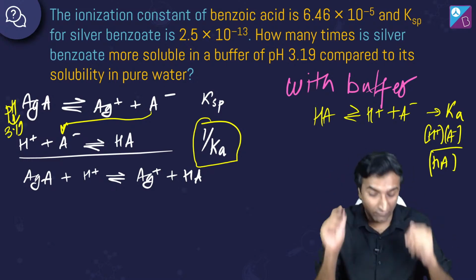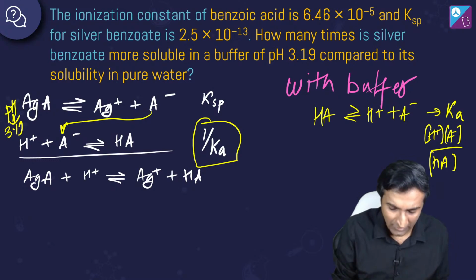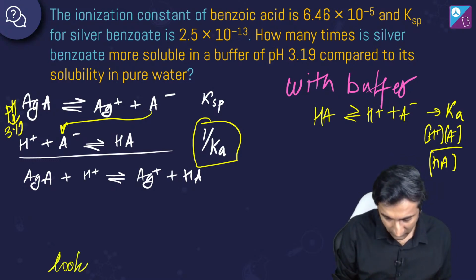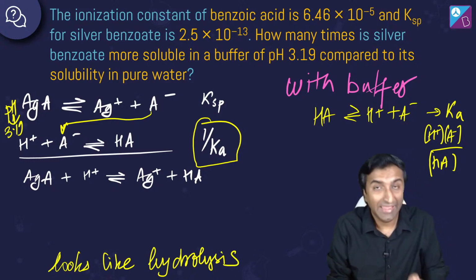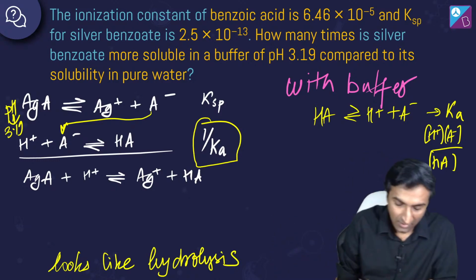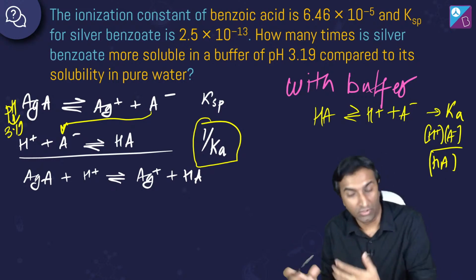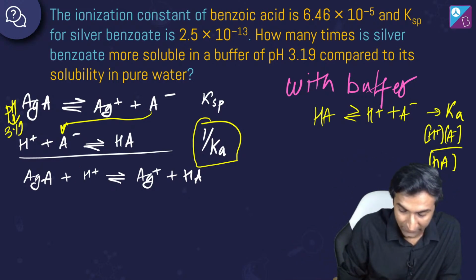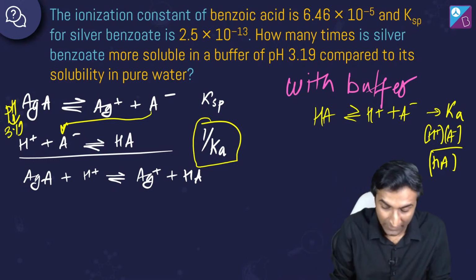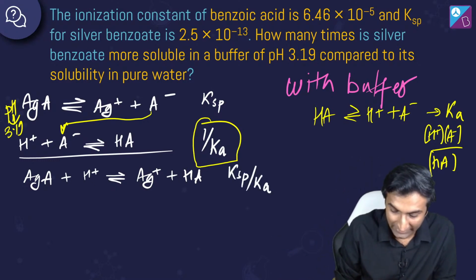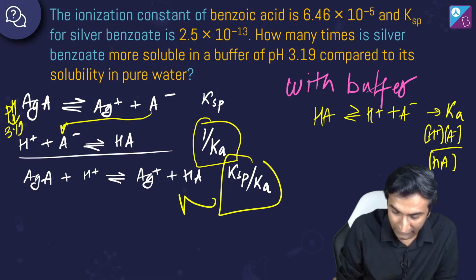Look at this. इन दोनों equations को add करो and you get this beautiful thing which looks a lot like hydrolysis in a way, right? कि A minus ion है, पानी के साथ react कर रहा है, but in this case it's not reacting with water, it's reacting with the H plus ions over here itself. ठीक है, this is as complicated as it gets in solubility. Now once I do that, then KSP by Ka is going to be the new K for this one.